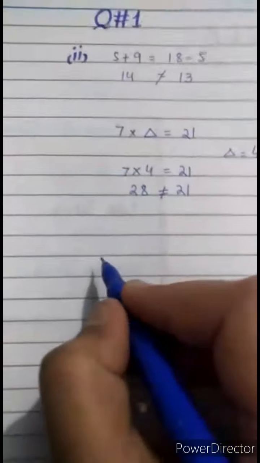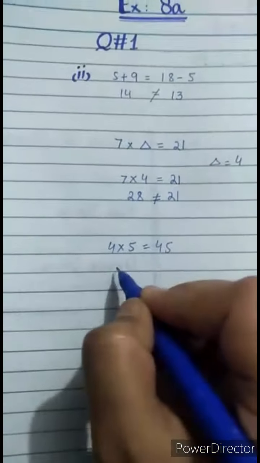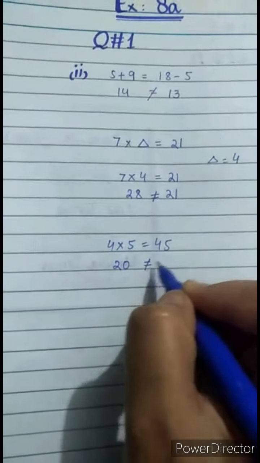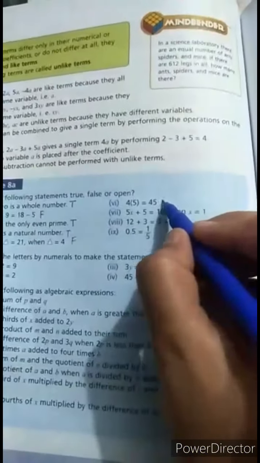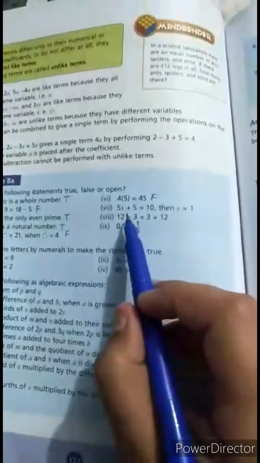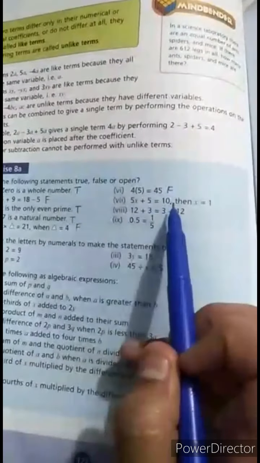Let's prove that first. 4 into 5 equals 45. 4 5s are 20, which is not equal to 45. So this part of question number 1 is also false. Next, 5x plus 5 equals 10, then x equals 1. We are supposed to put the value of x in this, then we will evaluate. Let's do it.